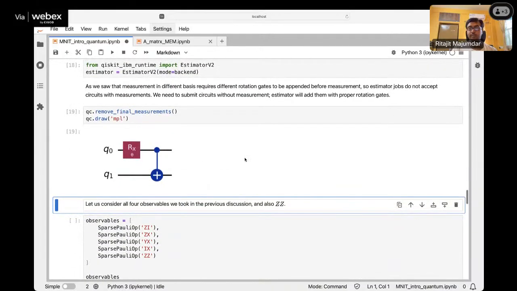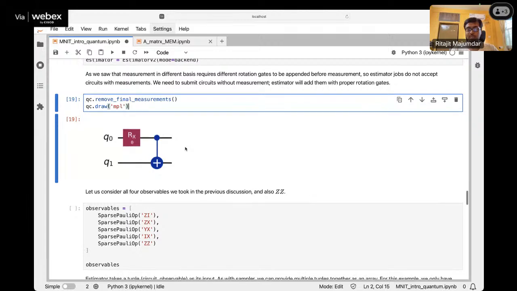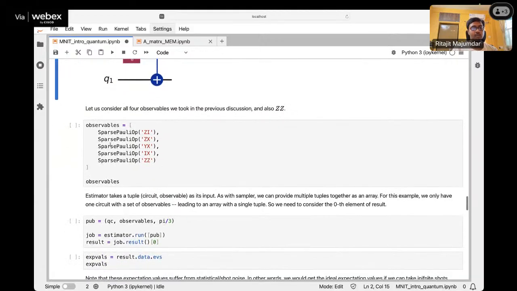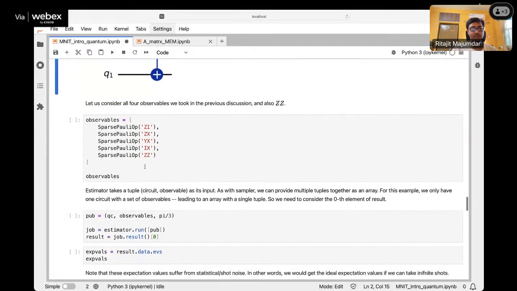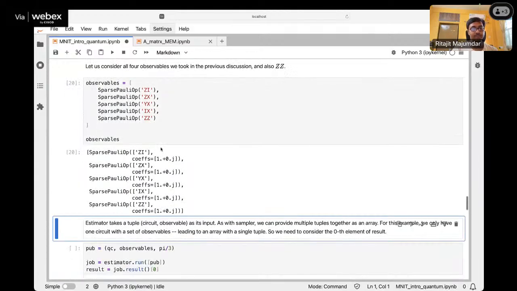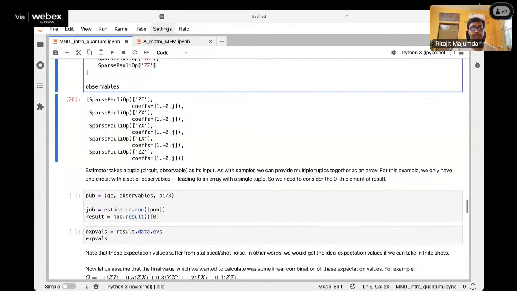Estimator decides how many copies of these are required, what are the rotations required on each qubit, and then finally puts in the measurement. That's why measurement is not allowed when we put in estimator. It is using measurement eventually, but after putting in the proper rotation. So let's say that I have used these observables. These are individual observables: ZI, ZX, YX, IX, ZZ.